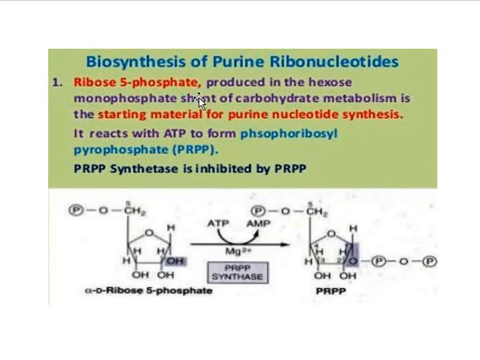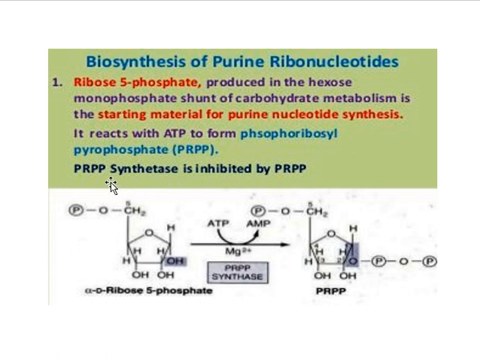For the synthesis of purine ribonucleotides, ribose 5-phosphate is the starting material. This ribose 5-phosphate is produced in the hexose monophosphate pathway, that is the HMP pathway of carbohydrate metabolism. First of all, this ribose 5-phosphate reacts with ATP. The ATP transfers its pyrophosphate group to the ribose 5-phosphate.